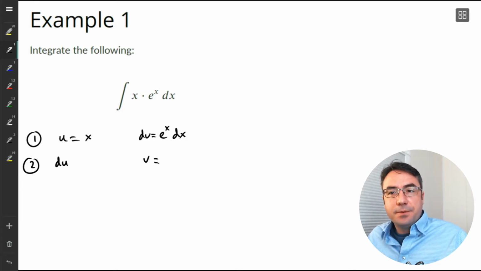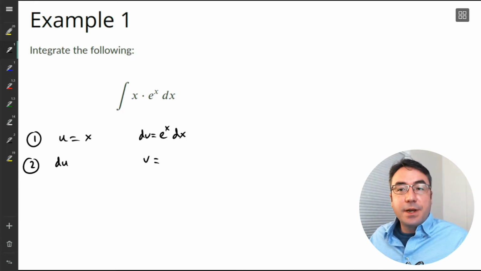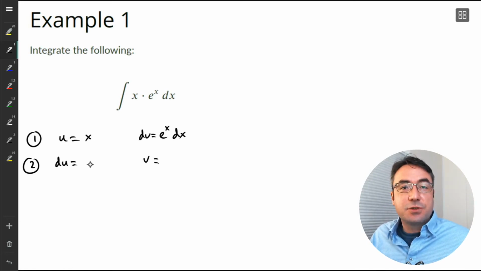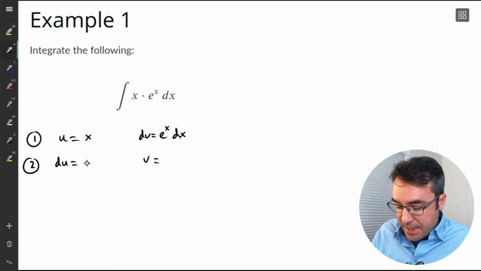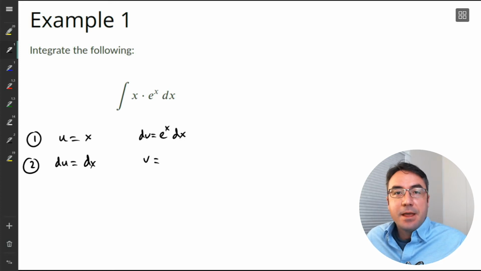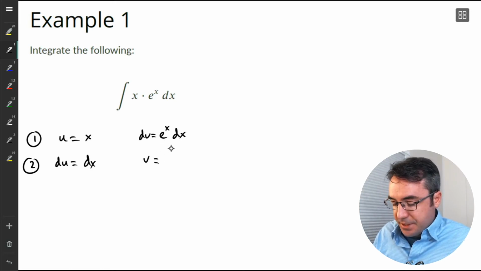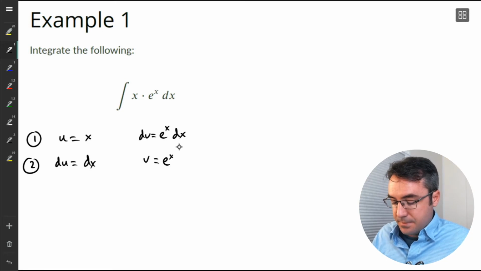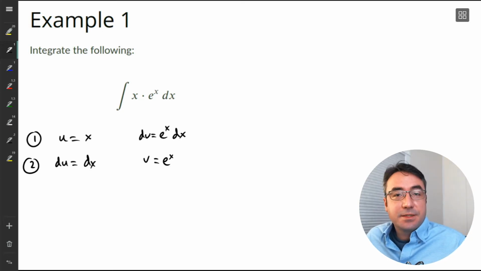So to get du, this is where we differentiate. We're going to differentiate that x term, it's just 1, and then multiply by dx. So it'd be 1 times dx. We don't normally write multiplication by 1, so we'll just put dx. Then on the right side, we're going to calculate v, so we're going to integrate e to the x. And the integral of e to the x is a nice one. It's its own antiderivative, so the integral of e to the x is just e to the x.